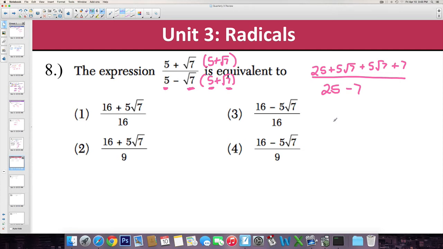Okay, so our numerator would become 32 plus 10 radical 7 over 18, sorry. We could factor out the numerator: 2 times 16 plus 5 radical 7, over 18. And then we can reduce 2 and 18. That becomes 1 and 9. So the final answer would be 16 plus 5 radical 7, divided by 9.